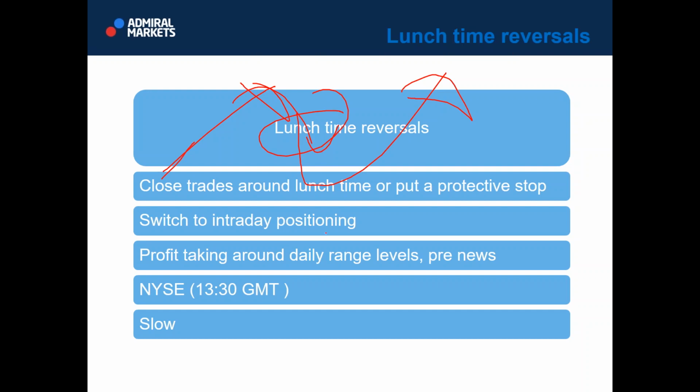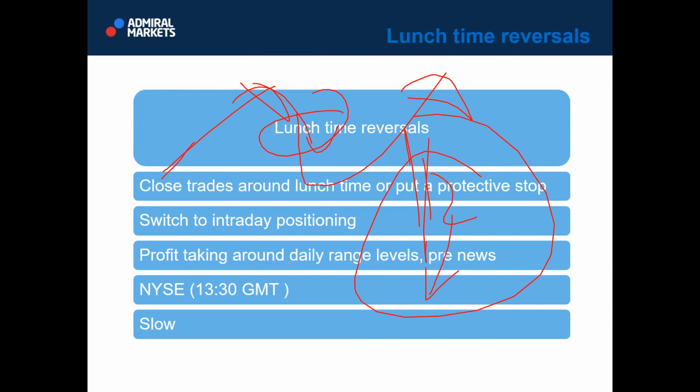So close trades around lunchtime or put a protective stop. Switch to intraday positioning. It means that if you are in profit, take your profit, let's say half of your profit, and make it an intraday trade. So simply put the rest to break even and wait.